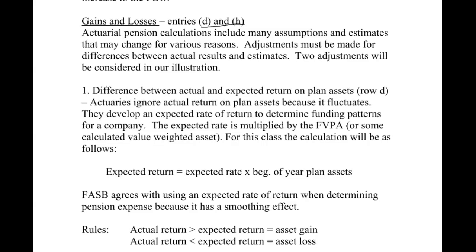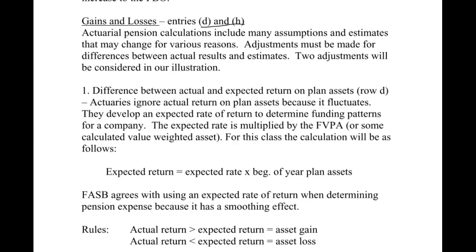All right, so we talked about actuaries in the very first video and how they use a lot of assumptions and estimates to help companies determine what goes into a lot of their pension obligations. And we might have different adjustments from the actuaries that we have to consider. All right, so let's walk through those.